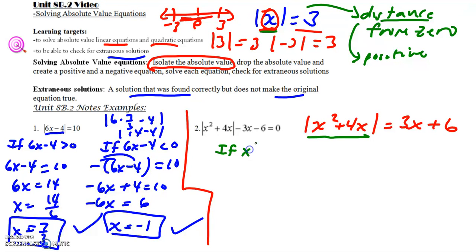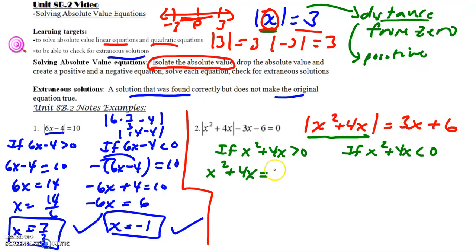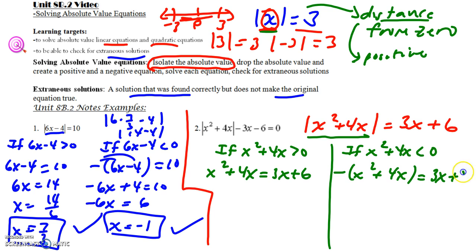If x squared plus 4x is greater than 0, or positive, or if x squared plus 4x is less than 0, or negative, this is going to come out to either a positive or negative number that will get you your positive distance. So here are our cases. If this is positive, the inside stays the same: x squared plus 4x equals the distance of 3x plus 6. Or if this number is negative, just like last time, we would have negative x squared plus 4x, and that is going to equal the distance of 3x plus 6.